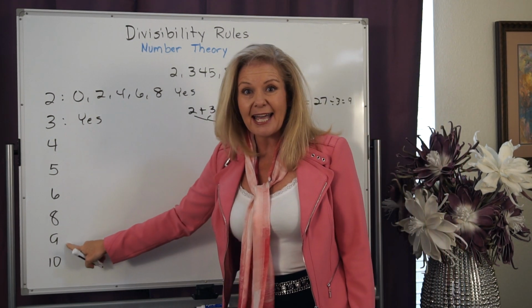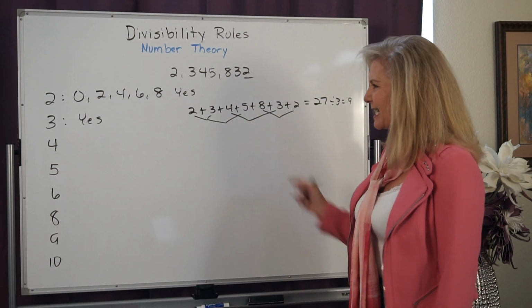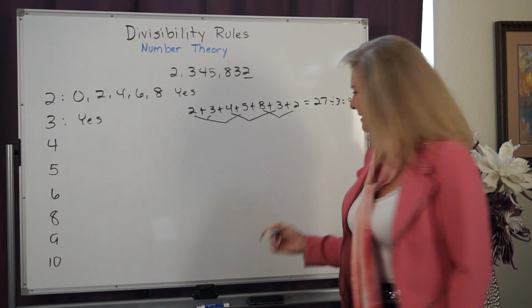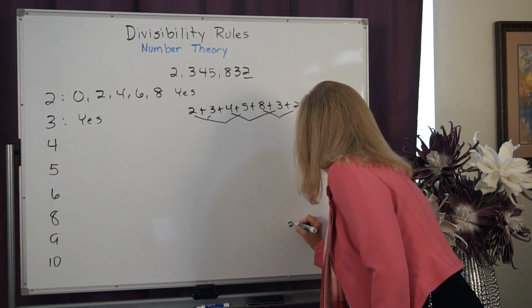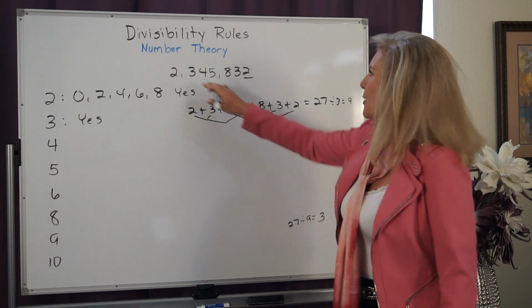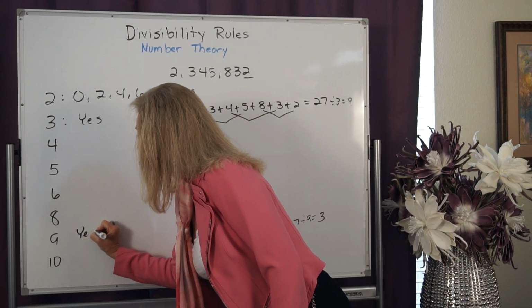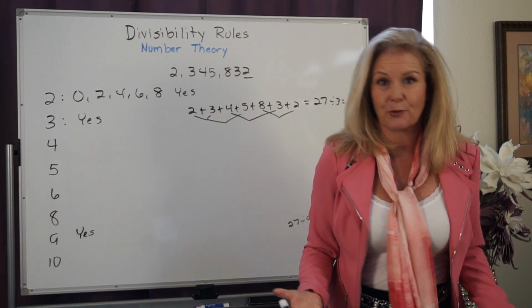Now, 9 is the exact same rule. So if I add up all those digits together and I divide it by 9, and if it's a whole number, and 27 divided by 9 is a whole number, then I know this entire number is divisible by 9. So 3 and 9 are basically the same rule.